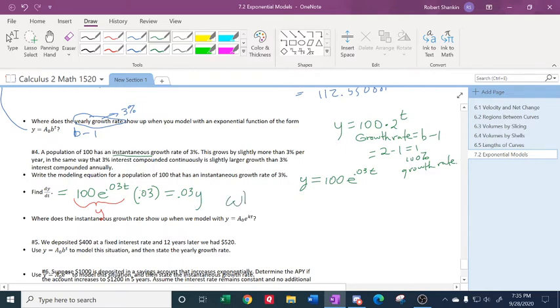So dy/dt gives you the same number that you have as your population, y is a population, but just times 0.03.